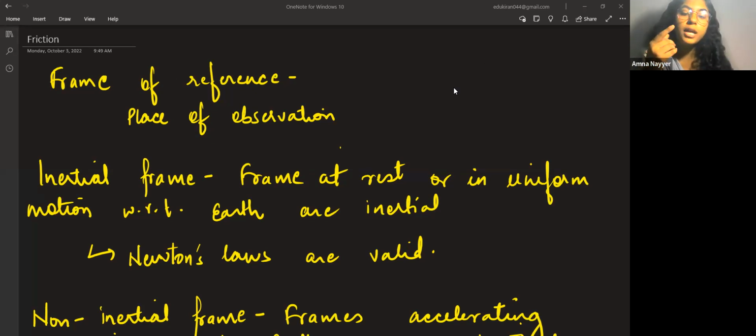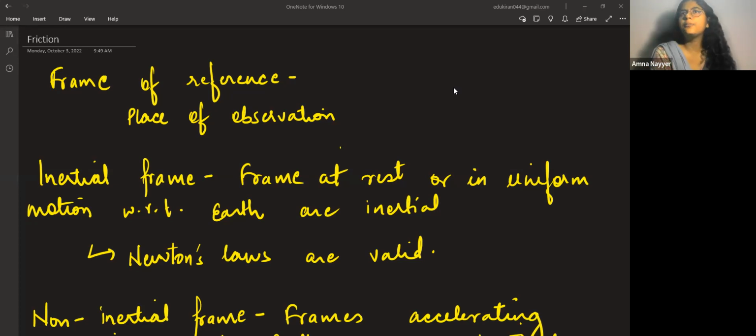All right, if you have a frame that is accelerating, see how to identify an inertial frame and a non-inertial frame. This is clear, no? Newton's laws are valid in one and Newton's laws are not valid in the other. Now, how will you identify whether you can apply Newton's laws or not? Right? So see, suppose I am taking a system where the entire system is at rest.